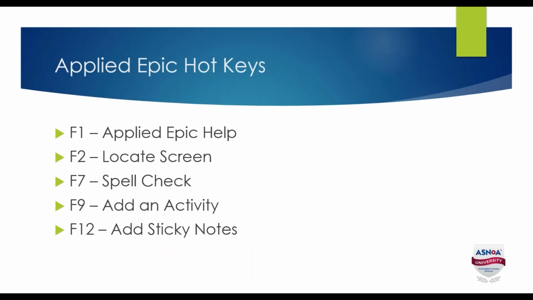So let's do a quick recap of what we did in this lesson. We learned about the Applied Epic hotkeys, which are designed to provide a shortcut in your day-to-day workflows. We used F1 for the Applied Epic Help, F2 for the locate screen, F7 for spell check, F9 to add an activity, and F12 to add a sticky note.